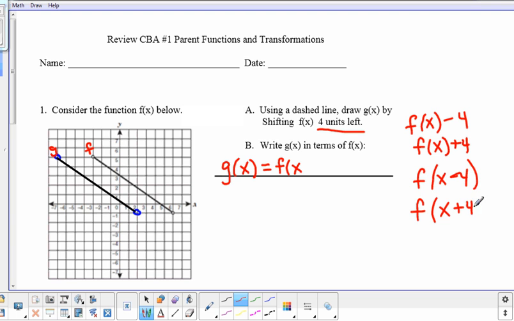Well, if you look at your vocab cards, you should have a card that says f of x minus h. And this is a horizontal translation in the opposite direction. So left would be minus, so opposite would be plus, and it's 4. So it's this one right here.